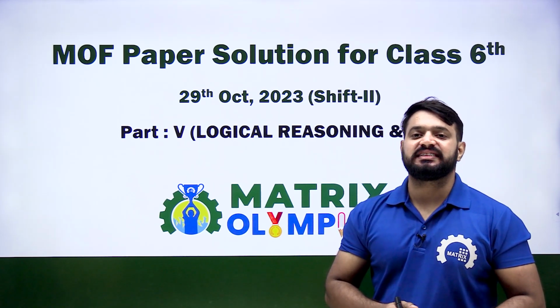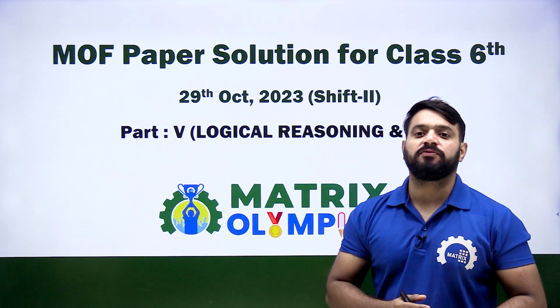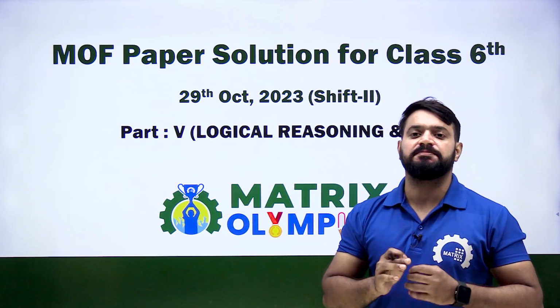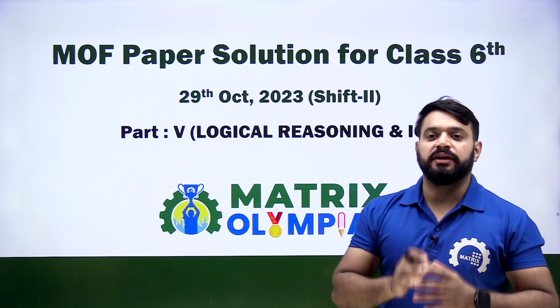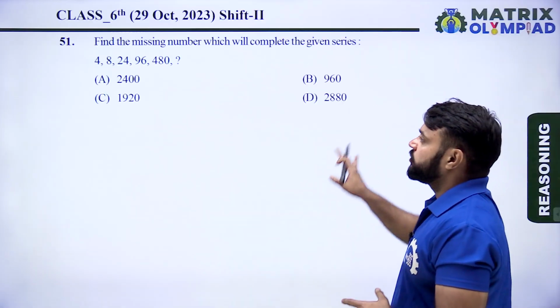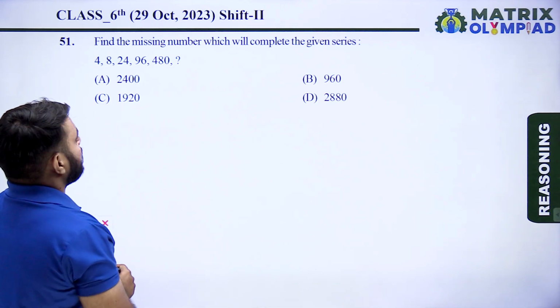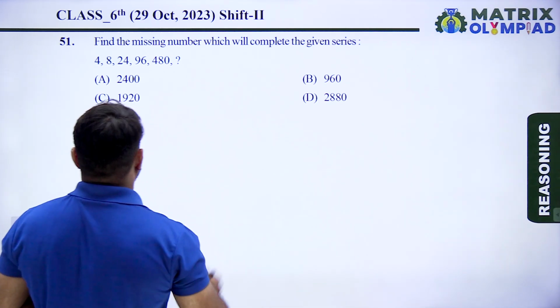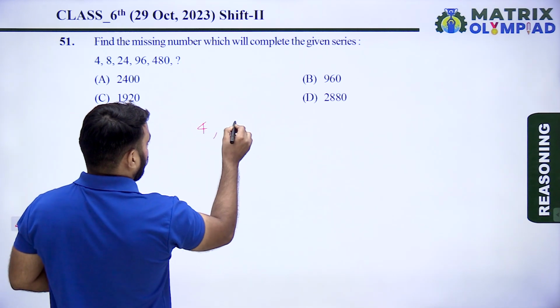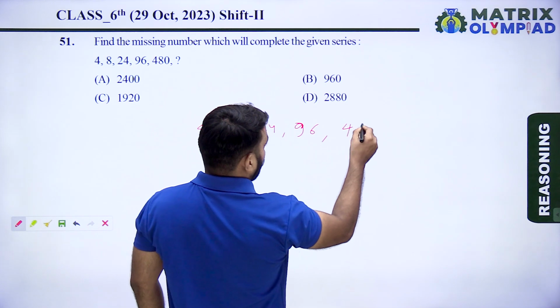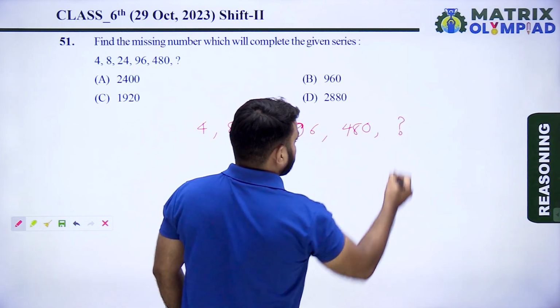We are here to discuss the solution of Matrix Olympiad paper of class 6 reasoning conducted on 29 October 2023 in shift second. Hope you performed very well. So let's get started. So question number 51. Find the missing number which will complete the given series. So series is 8, 4, 8, 24, 96, 480 and find the missing number.